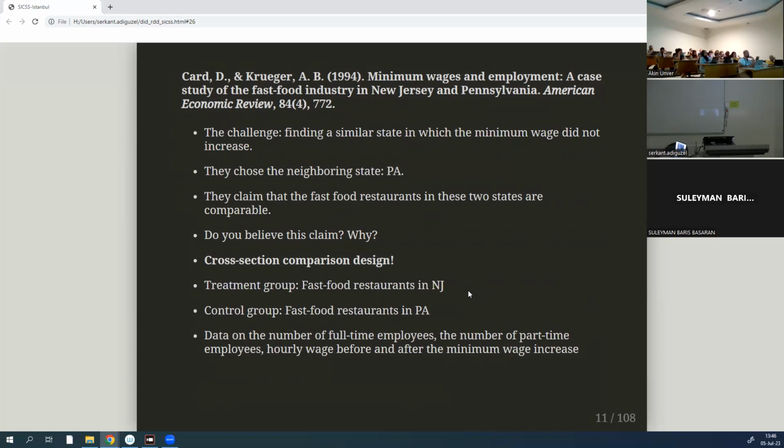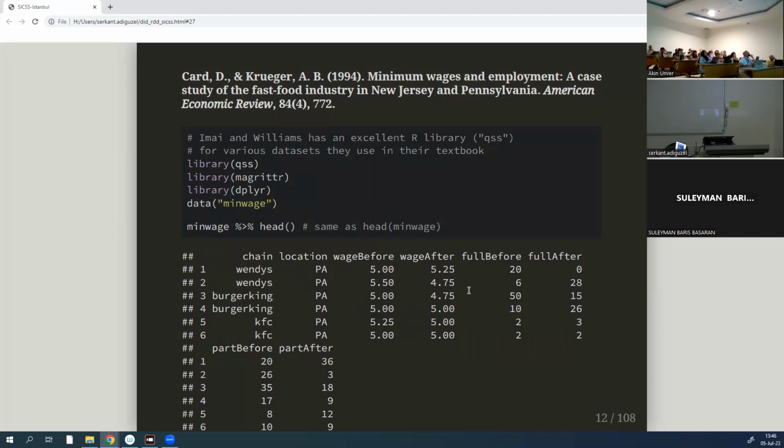So I'm going to show you two simple designs, and then we'll combine them, where we're going to have differences once we combine them. So first, we're just going to compare New Jersey and Pennsylvania, and the outcome is full-time employees. All right. So that's what we're going to be using. So you can code with me as you go.